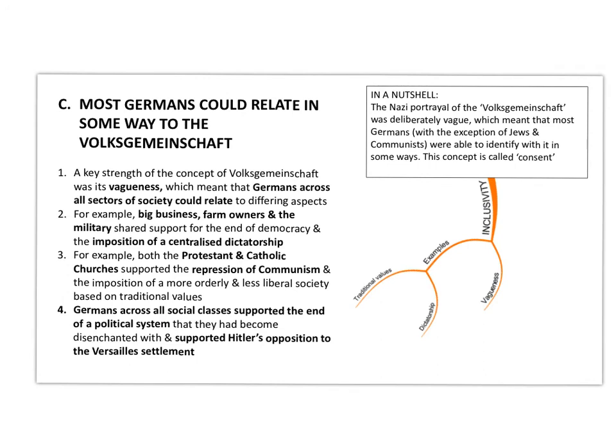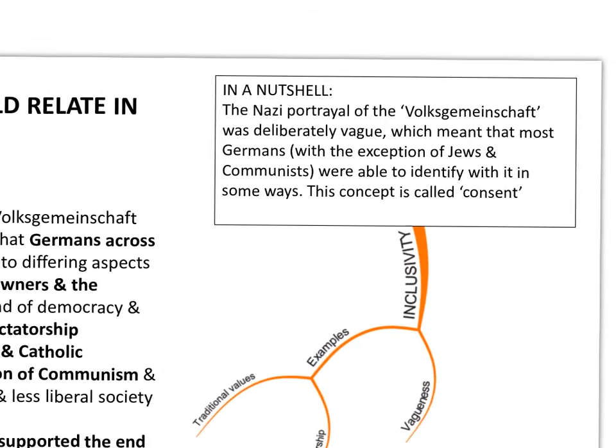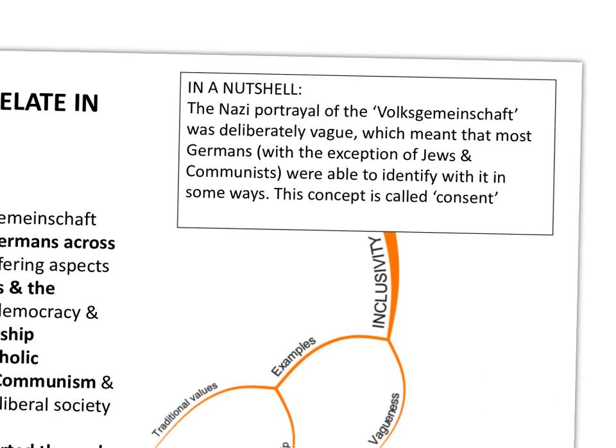So, most Germans could relate in some way to this idea of the Volksgemeinschaft. In a nutshell, the Nazi portrayal of the Volksgemeinschaft was deliberately vague. Emphasis there on the word deliberately. It was constantly referred to in Hitler's speeches, and the leading Nazis constantly talked about the people's community and loyalty and Germans standing together. And that vagueness meant that most Germans were able to identify with it in some ways.